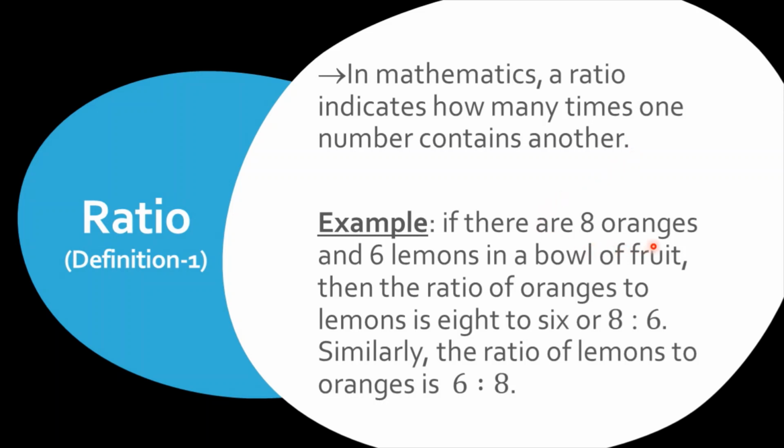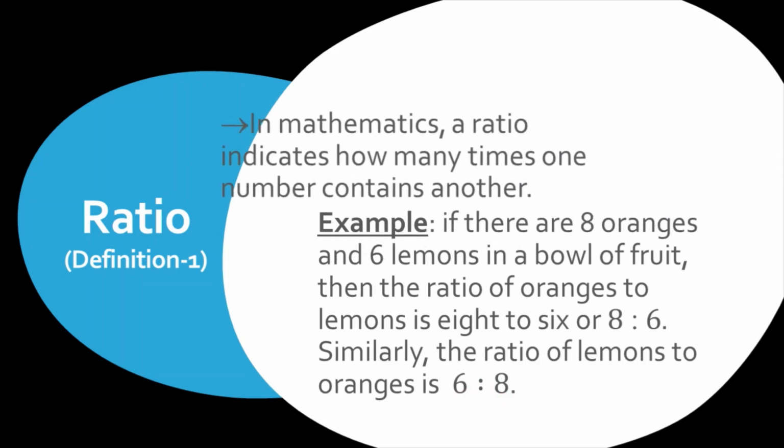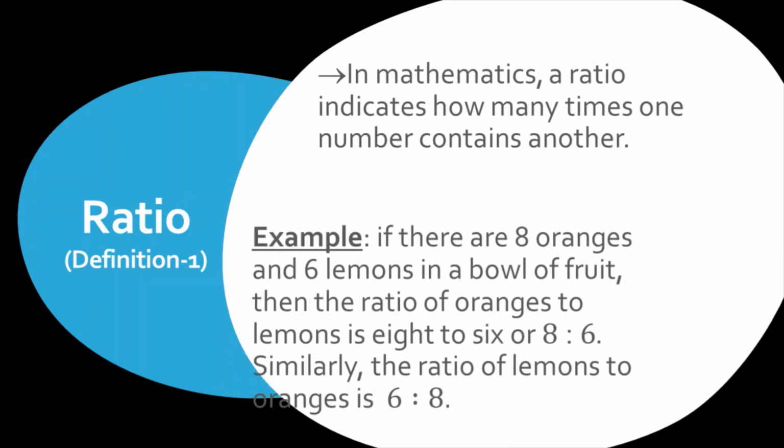If there are 8 oranges and 6 lemons in a bowl of fruit, then the ratio of oranges to lemons is 8:6. Similarly, the ratio of lemons to oranges is 6:8. And my dear students, this is definition 1 of ratio, and this is the example.